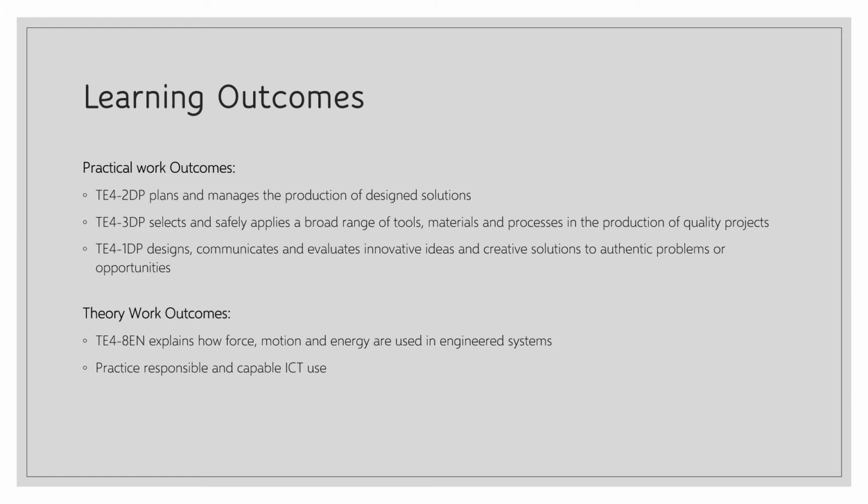Our practical outcomes are plans and manages the production of design solutions, selects and safely applies a broad range of tools, materials and processes in the production of quality projects, and designs, communicates and evaluates innovative ideas and creative solutions to authentic problems or opportunities. While our theory outcomes are explain how force, motion and energy are used in engineering systems and the practice of responsible and capable ICT use, specifically centered around students' Google Classroom page and their BYO device.